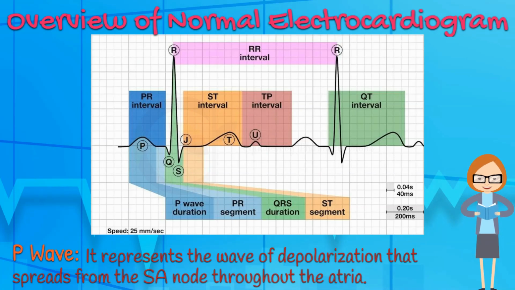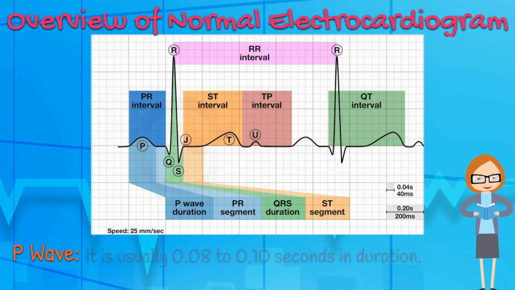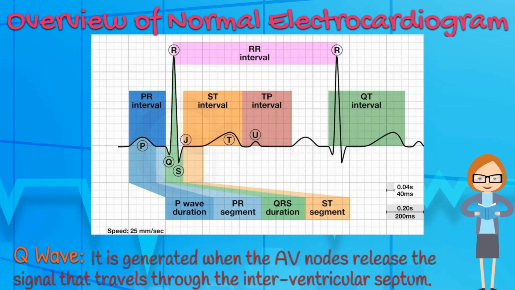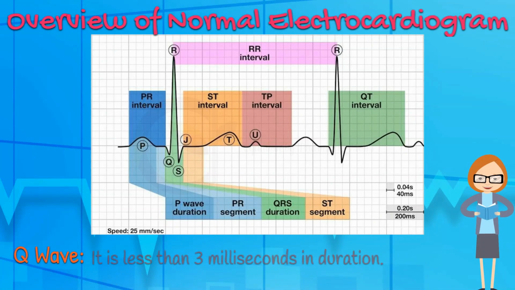The P wave represents the wave of depolarization that spreads from the SA node throughout the atria and is usually 0.08 to 0.10 seconds, that is, 80 to 100 milliseconds, in duration. The Q wave is generated when the AV node releases the signal that travels through the interventricular septum. It is less than 3 milliseconds in duration.